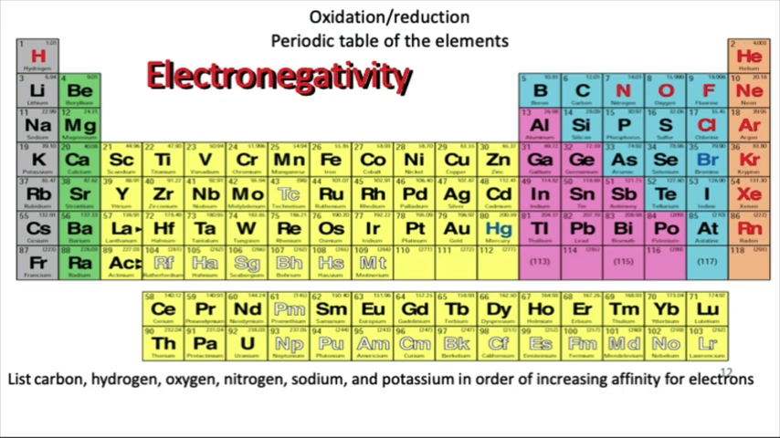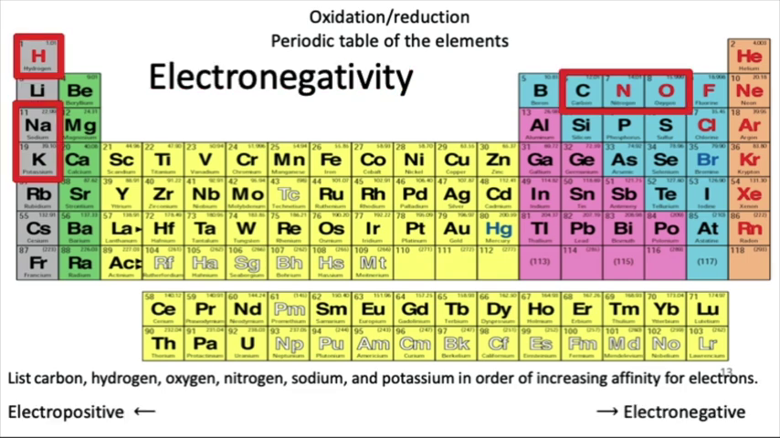To see if you understand this profound simplification of the periodic table, please list these atoms in order of increasing affinity for electrons. Pause right now and do that. This underlies everything. But I'm going to move forward. The algorithm is you go from the lower left-hand corner to the upper right-hand corner.